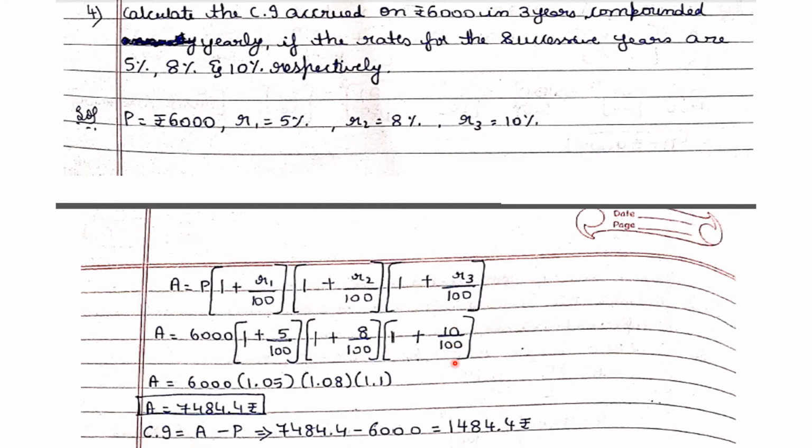So 10 by 100 is 0.1. So 1 plus 0.1 will become 1.1. Here 8 by 100 will become 0.08, plus 1 will become 1.08. 5 by 100 will become 0.05, and 1 plus 0.05 will become 1.05. If you multiply all the values, then you will get the amount value. Then subtract amount minus principal, and you will get the compound interest value, that is 1,484.4 rupees.